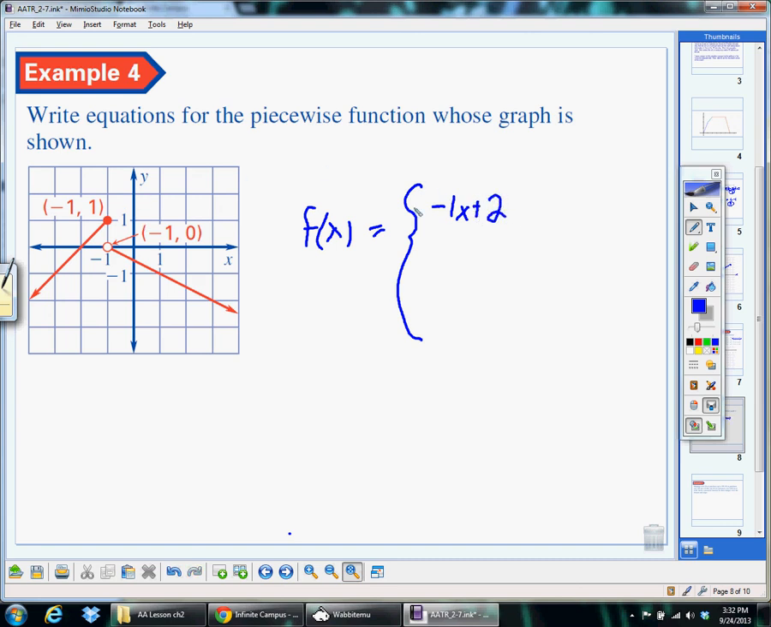Now, this piece, I only want to graph when x is less than, because it's going to the left, less than what? Less than -1. If x is less than -1. Should it be less than or equal to? What do you think? Filled in dot. Equal to. Well, let's do the other one.